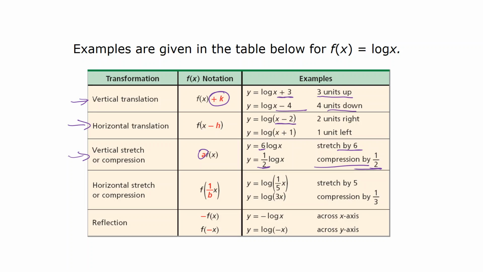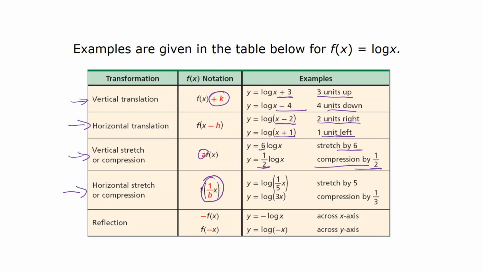Notice I have my horizontal snuggled up inside my parentheses with my x. Same thing. If it says minus, we're going 2 units to the right. If it says plus, 1 unit to the left here. Okay? And now again, the horizontal stretch, so it's multiplied.